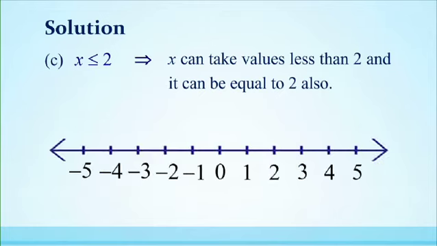So, how do we show that? Well, you put your circle, but this time you shade the circle. Why do we shade it? Because 2 is included. And then you move to the left.